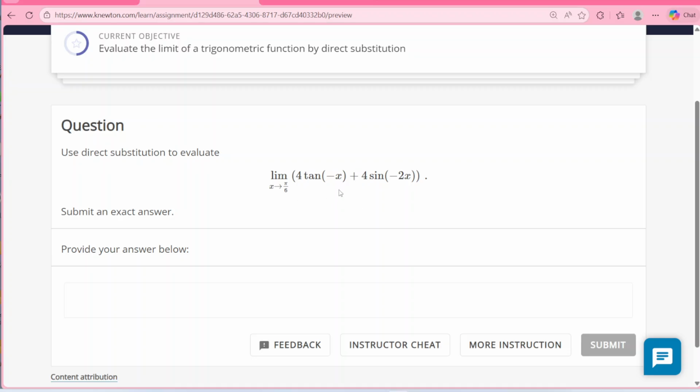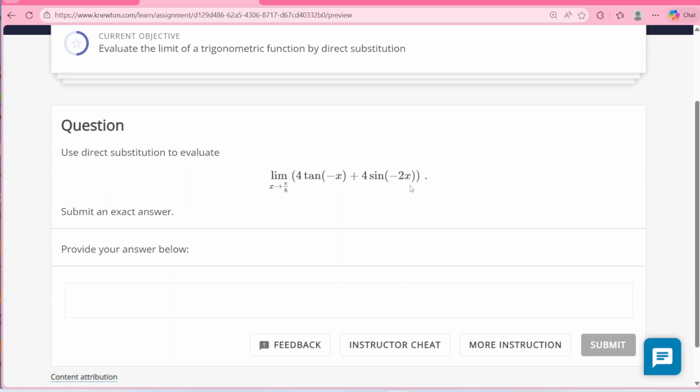So again, I'm just going to say these, and you have to know your unit circle and such. So the tangent of, I'm plugging in pi over 6. Now the tangent of positive pi over 6, that's the square root of 3 over 3. So this is tangent of negative pi over 6. So that's going to be negative root 3 over 3. So this is negative 4 root 3.